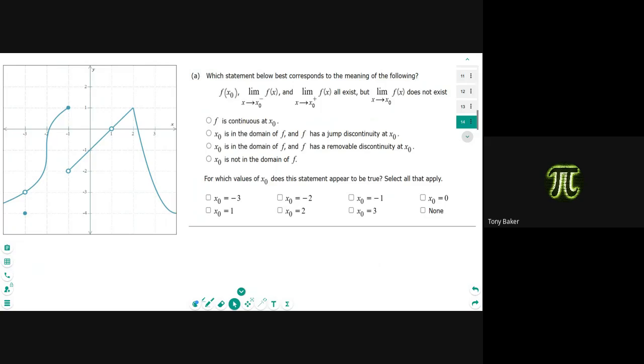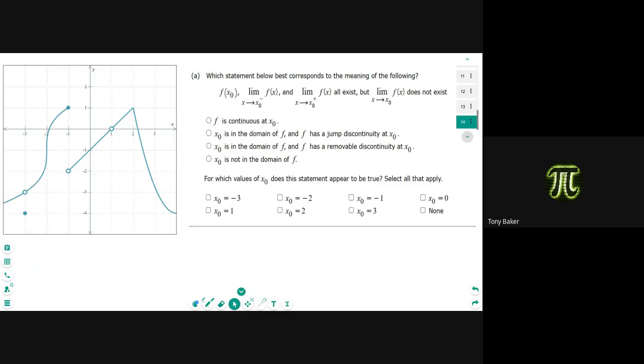So, which statement below best corresponds to the meaning of this? So f of some value exists. The limit as it goes from the left exists. The limit as it goes to the right exists. But the overall limit does not exist. So which one of those four statements matches that?